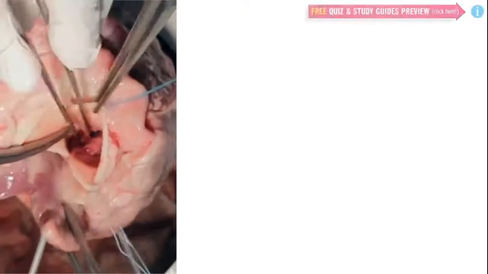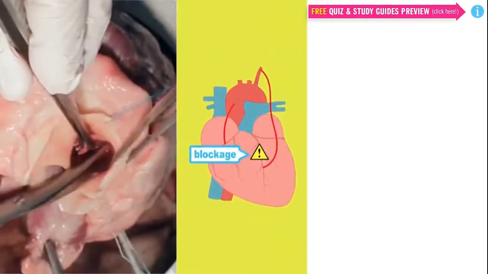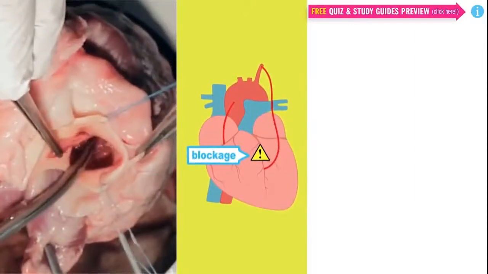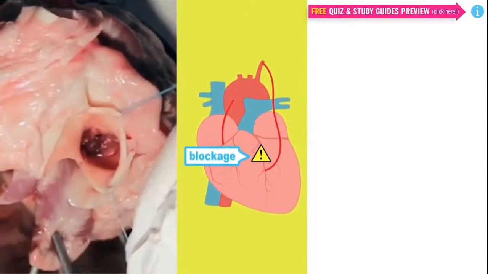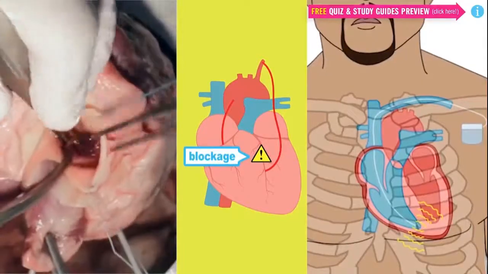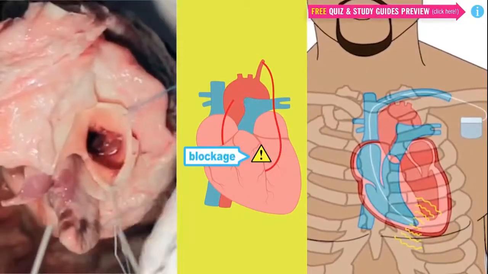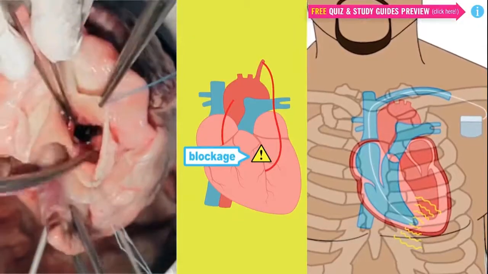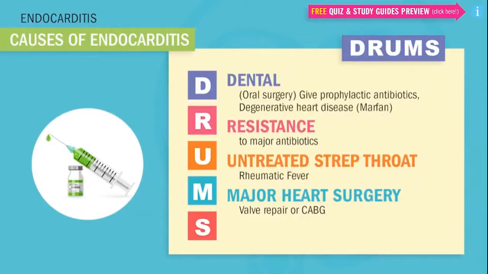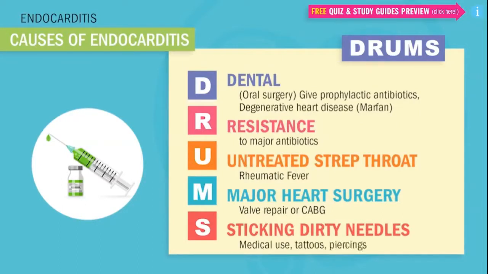So M is for major heart surgery. We all know that repairing heart valves can be risky, but even a CABG, a coronary artery bypass graft for heart attack patients, or even implanting pacemakers. So guys, anything that opens the heart up during surgery to any possible infections is a huge risk for endocarditis. And lastly, S is for sticking dirty needles, even for medical use, tattoos, and even piercings.